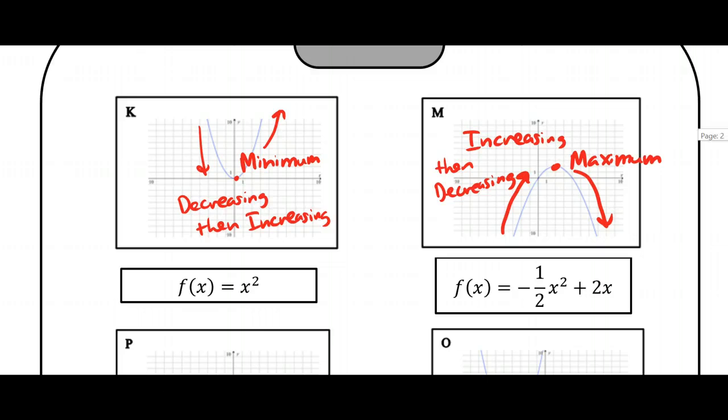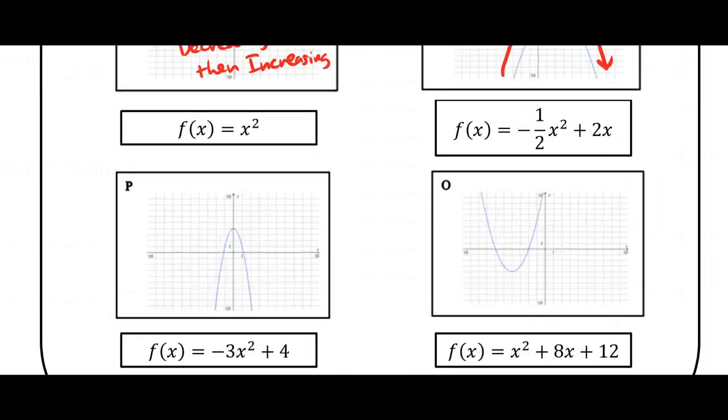And you can see the same things for P and for O. P, we're increasing first, then we get to a maximum, and then we start decreasing. So increasing, then decreasing. And then O, going left to right, we're decreasing, we get to a minimum point, and then we begin increasing.